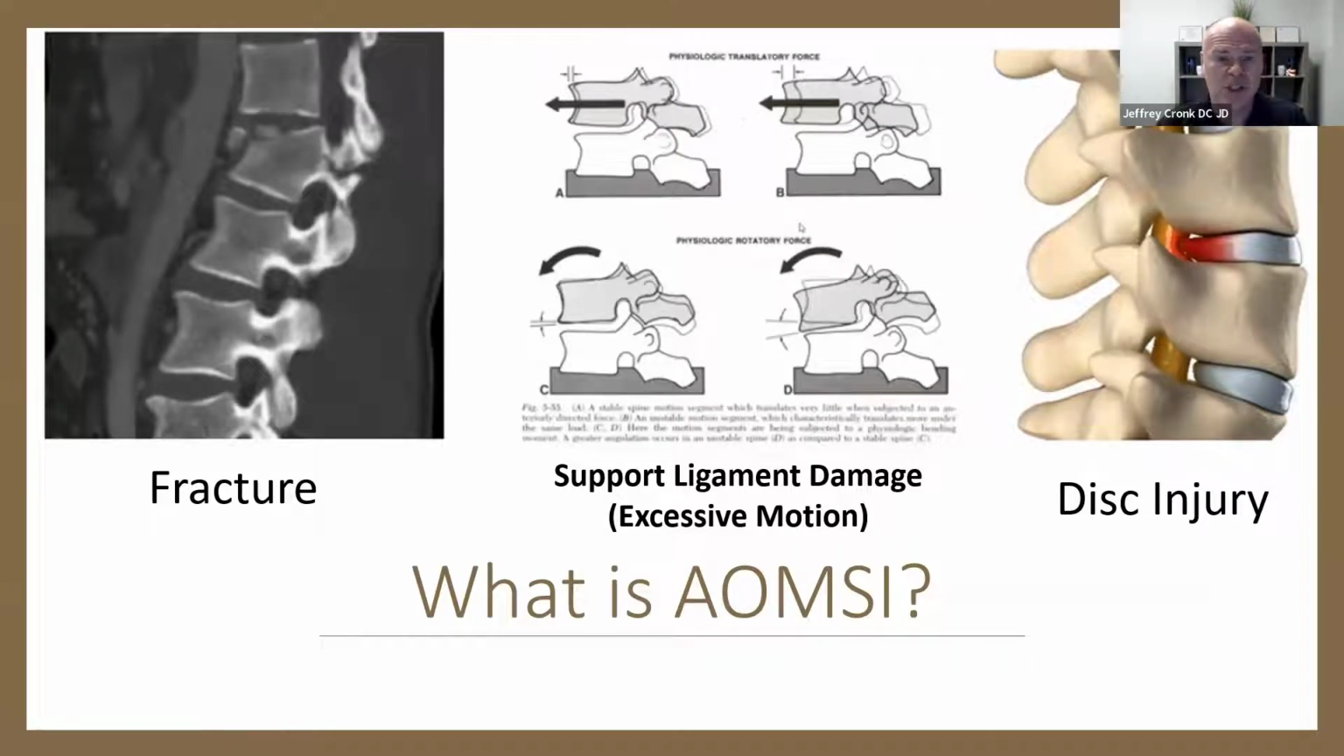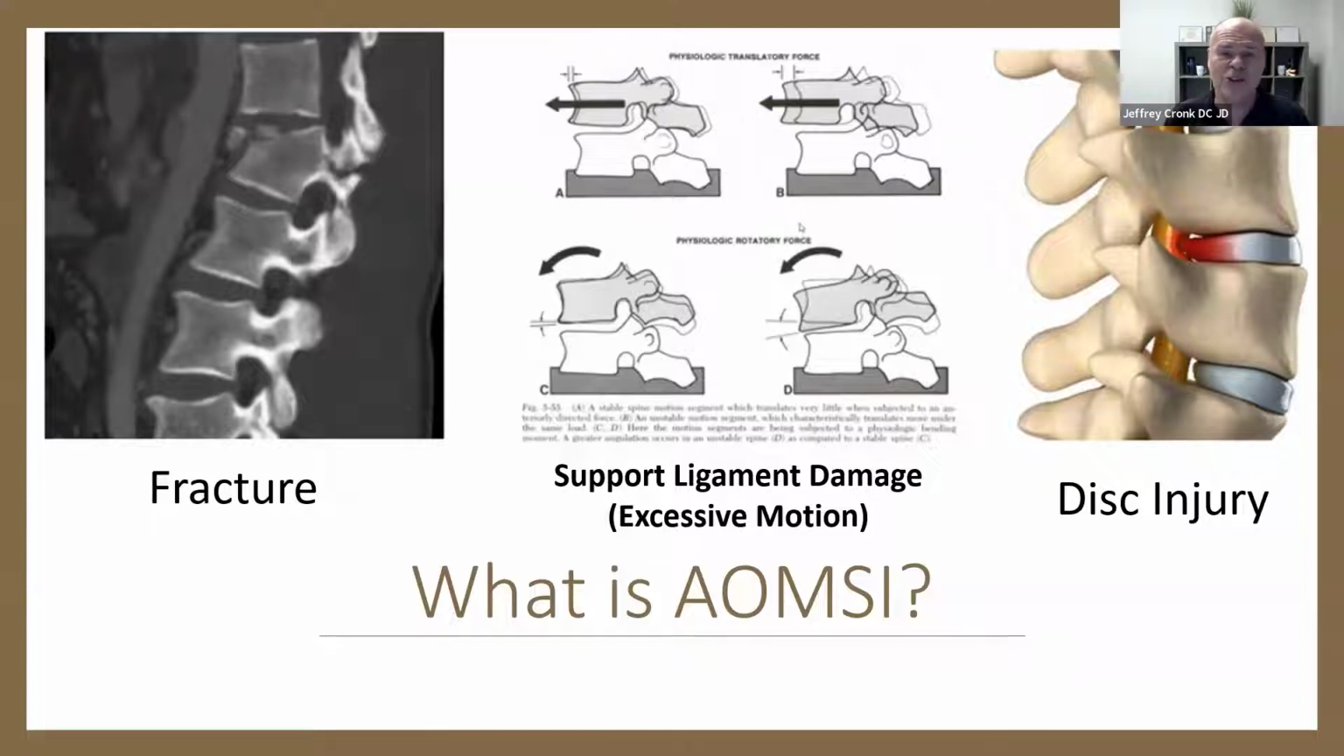So the first thing I want to start off with tonight is, what is alteration motion segment integrity? You could have a medical doctor, chiropractor, or doctor of physical therapy that isn't sure what it is. Alteration motion segment integrity just means an alteration of motion segment integrity. It's an excessive motion problem. We only have three injuries that the spine can have, because the spine is basically two tissues. We can break it, or we can cause connective tissue damage. Connective tissue damage to the support ligaments shows up as excessive motion. Connective tissue damage to the disc shows up as herniation on an MRI.